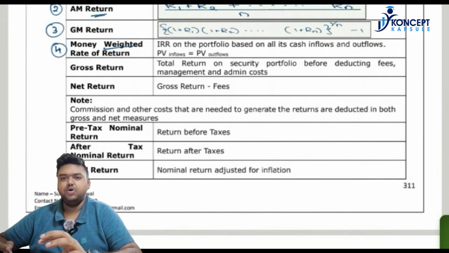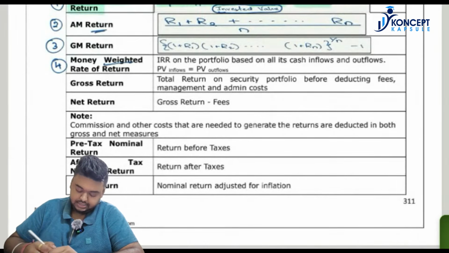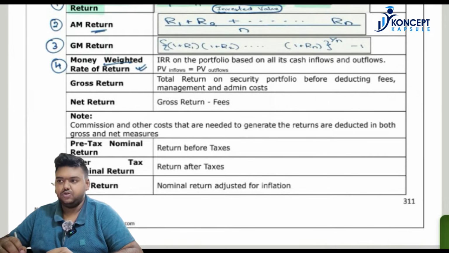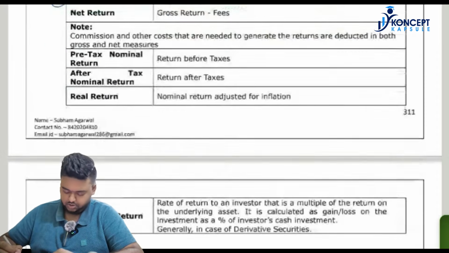This video will be small and will be a continuation of the previous video, because there was some technical glitch and we could not complete the return concept completely. So till yesterday we had done till money weighted rate of return. Today we will start with gross returns. What are gross returns? What are net returns?